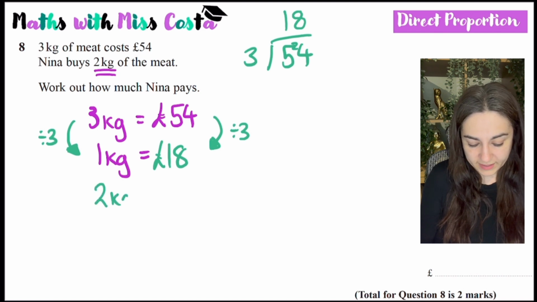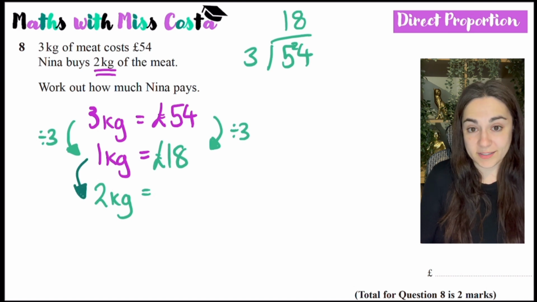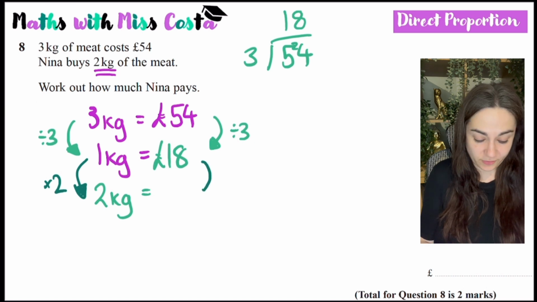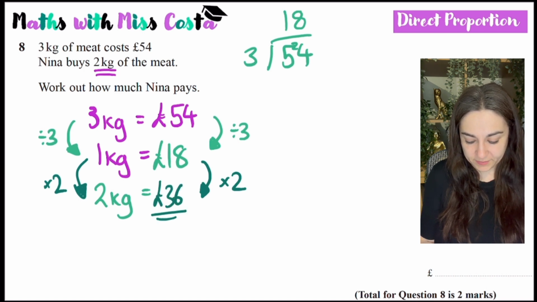And if I know what 1 kilogram is, I can then use that to figure out what 2 kilograms must be. So what do I do to get from 1 to 2? I'm multiplying, because 2 kilograms is 2 lots of 1 kilogram. So I have to do the same to the other side. And I end up with £36.